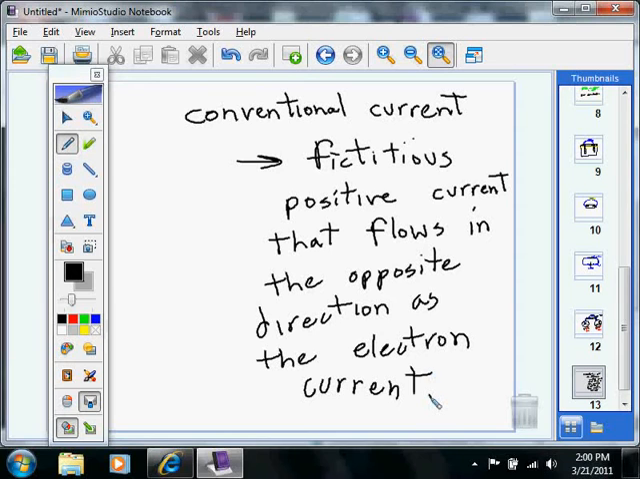So that's like, even with batteries, people would be like, oh, watch out, that's the positive end, as if that's more dangerous than the negative end. But people think that the current, the electricity, is going to flow from the positive to the negative. But it really flows from the negative to the positive.